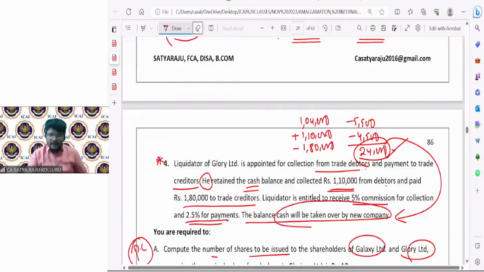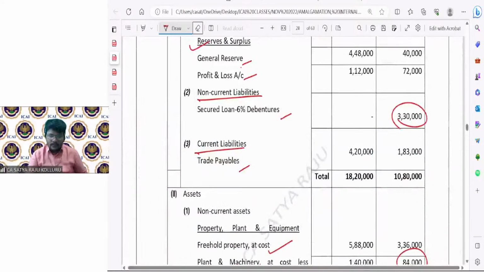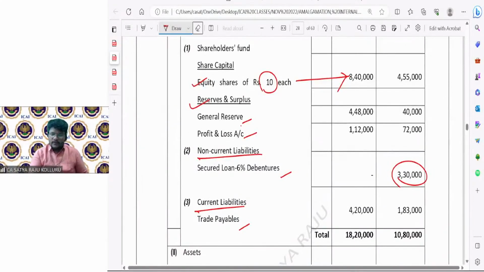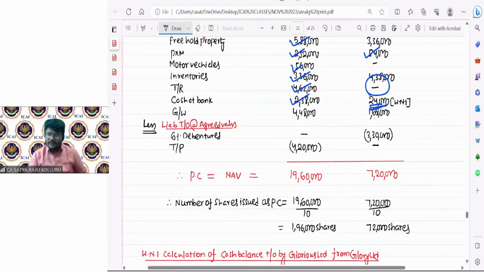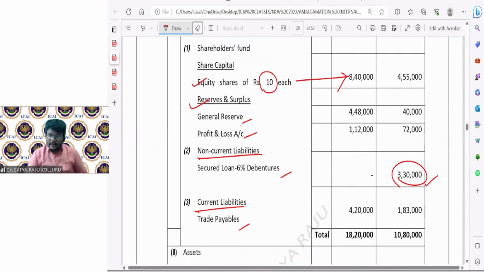If you start with the liabilities side, 6% debentures. Sir, discharged at par means at the same book value. Agreed value of the debentures is 3 lakh 30,000 only. That is in Glorious Limited, and trade payables of 4 lakh 20 only you should consider for Galaxy. Don't consider for Glory. Why? For Glory, who is settling the trade payables? The liquidator. That's why this trade payable is not taken over by the purchasing company.